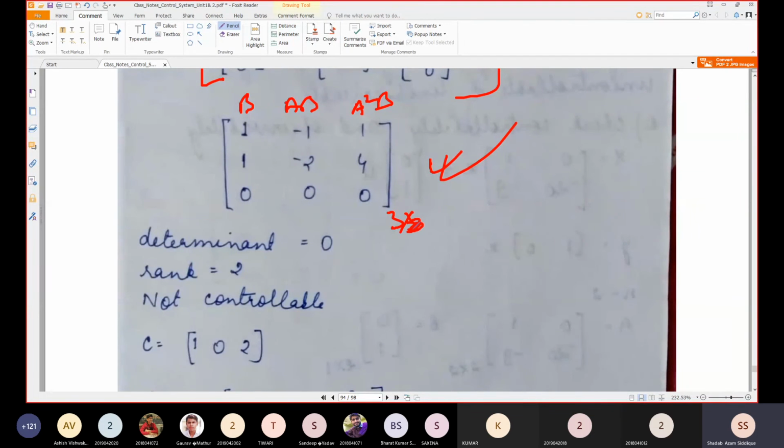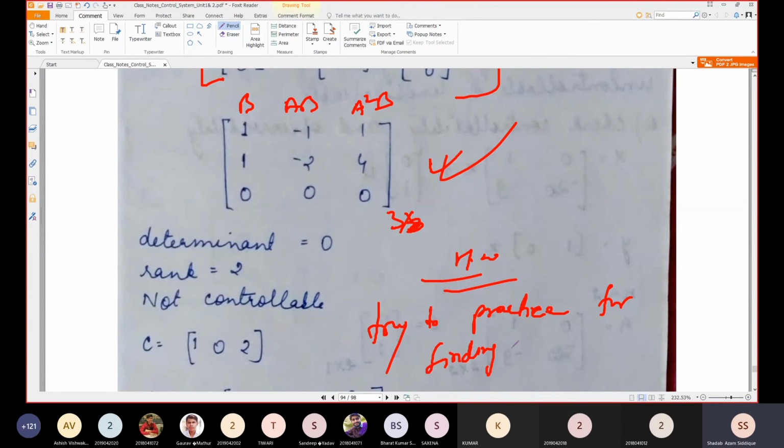See, try to practice. I'll give you the homework. Try to practice for finding the rank of the matrix. I'll ask any one of you in tomorrow's class. If you are not able to give, then I'll make you absent.